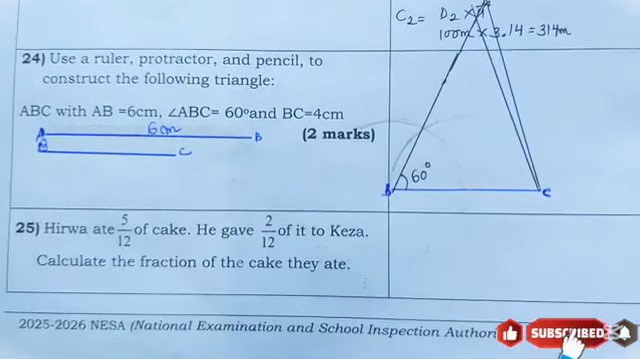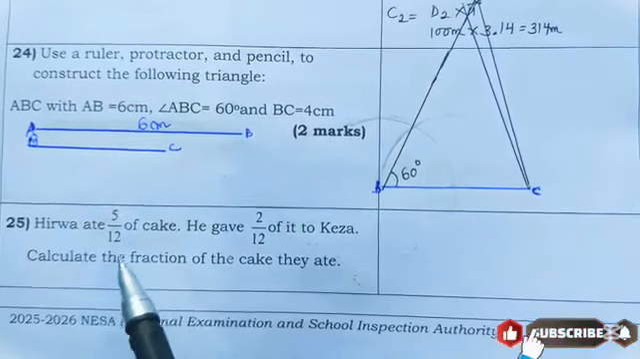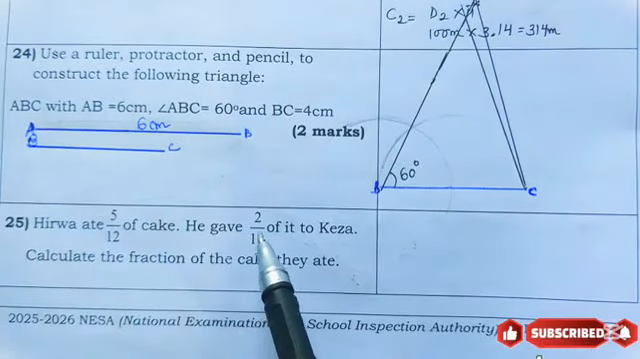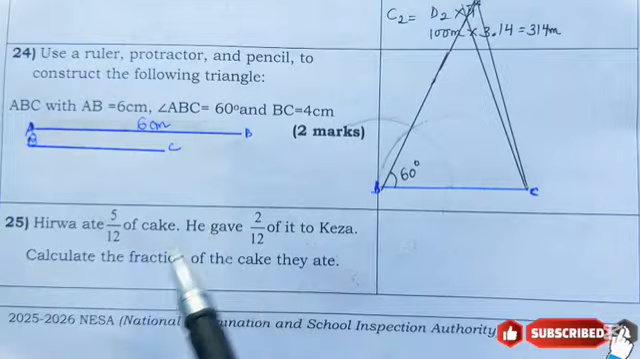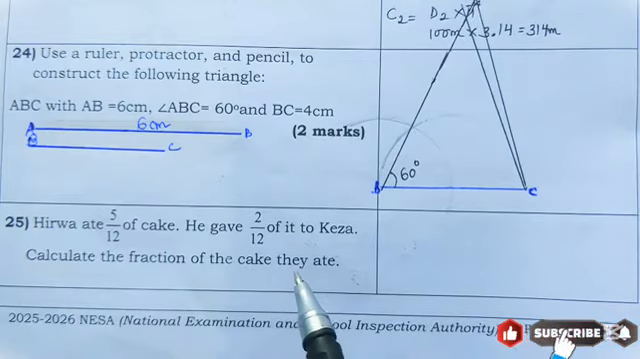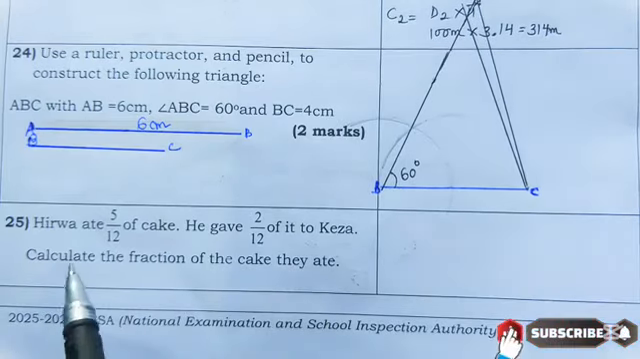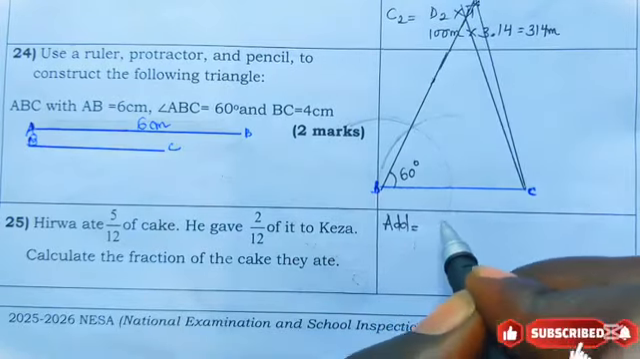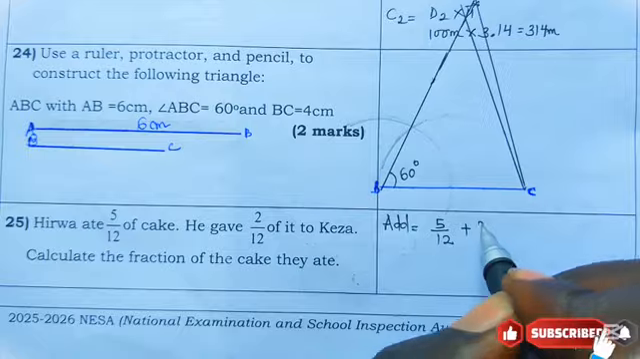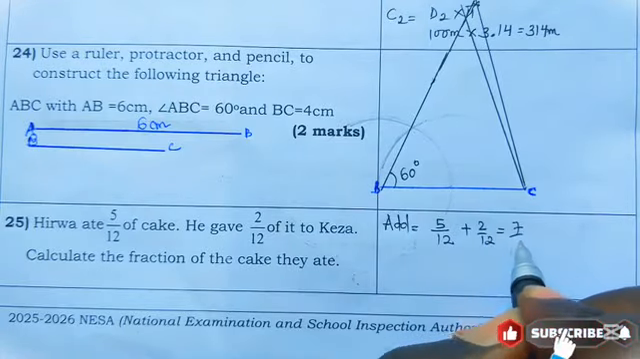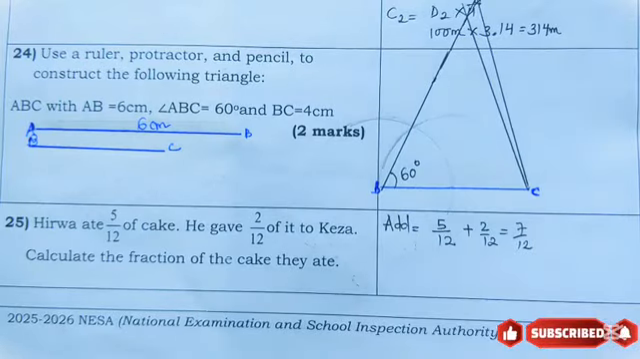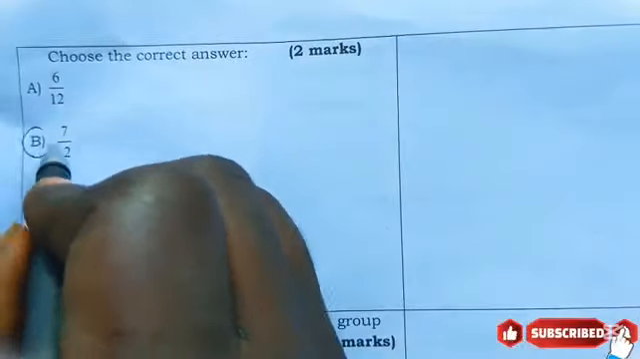Now, question 25. What do we have? We have Hirwa ate 5 over 12 of cake, and he gave 2 over 12 of it to Keza. Calculate the fraction of the cake they ate. So, we have to make addition of fractions, so that we have 5 over 12, then plus 2 over 12. This is 7 over 12, right? So this is the fraction they ate. So the correct answer is letter B.